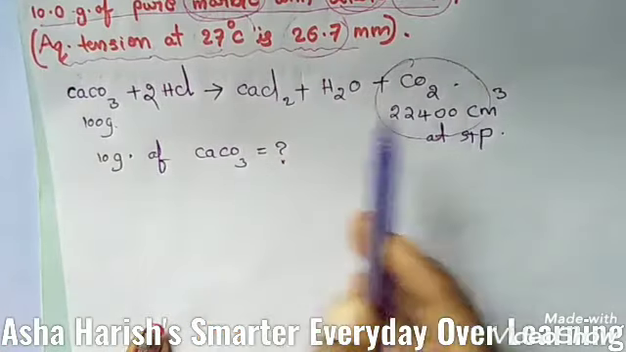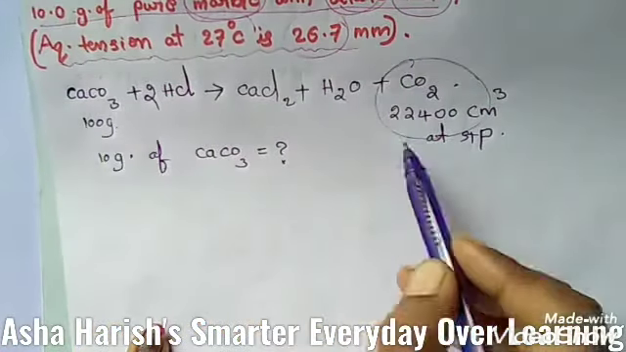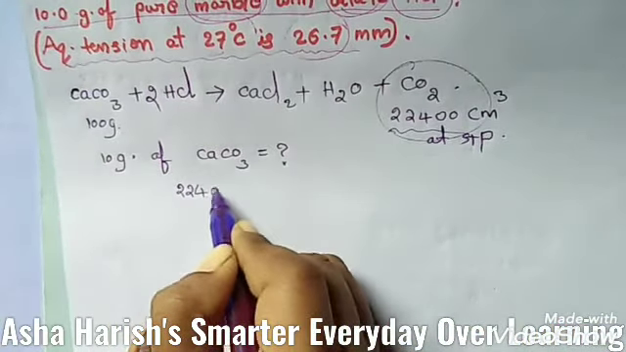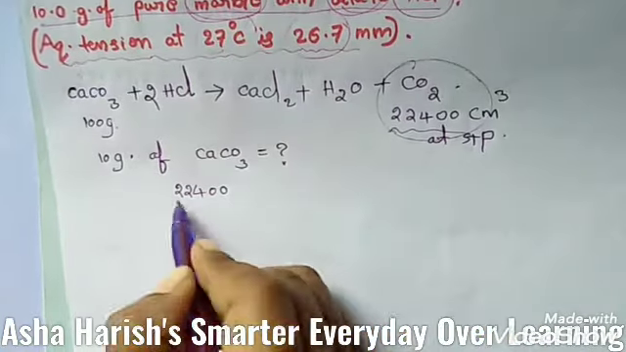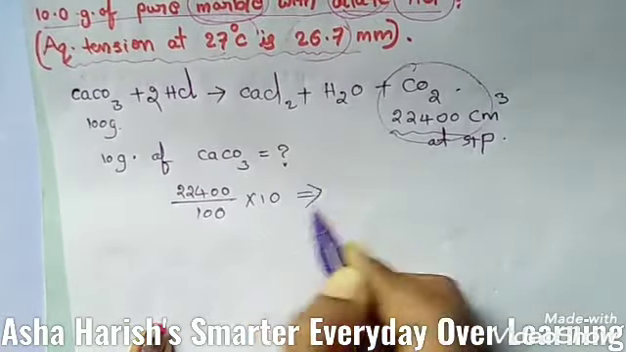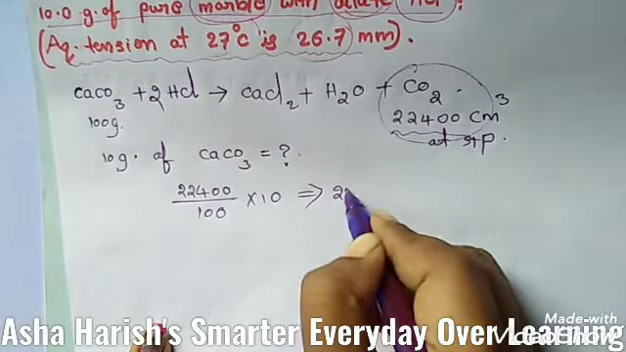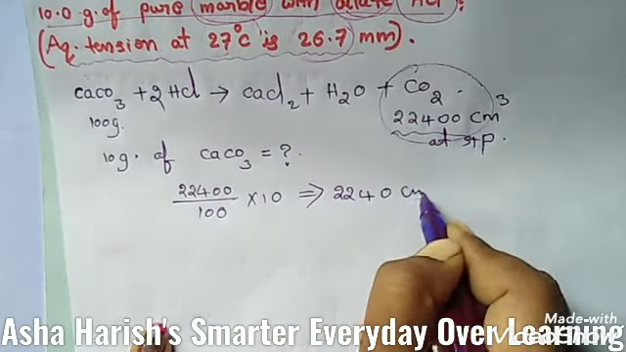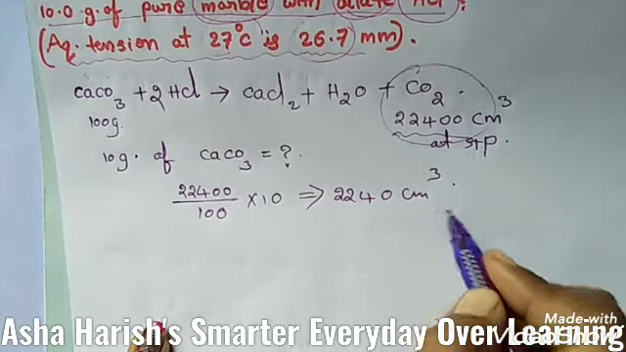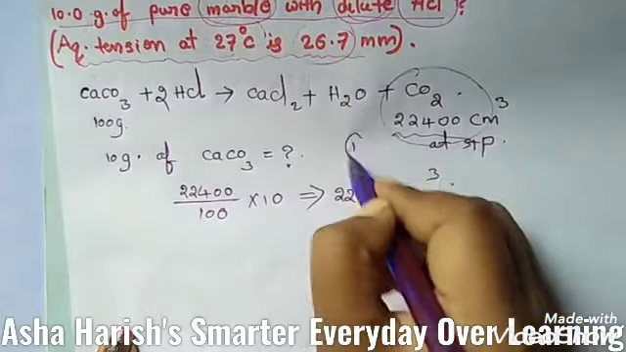Now, from 100 grams of calcium carbonate, we get 22,400 grams of CO2. This is for 100 grams. Into 10 means you should get this answer, 2240 centimeter cube. This is the volume of CO2 evolved at STP. Okay, this is only step 1.